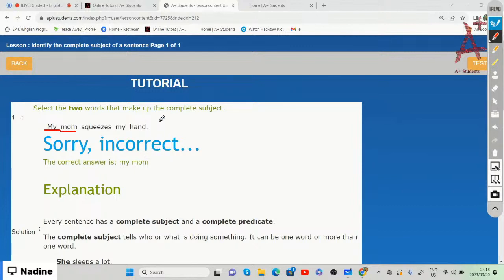But the subject that we want to focus on specifically is my mom, because it is who or what is doing something. She's squeezing my hand.